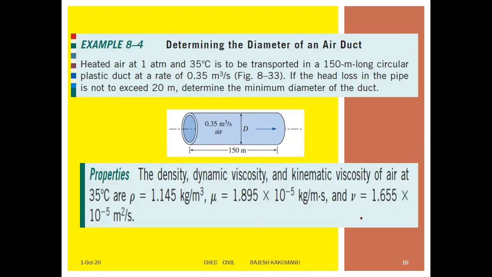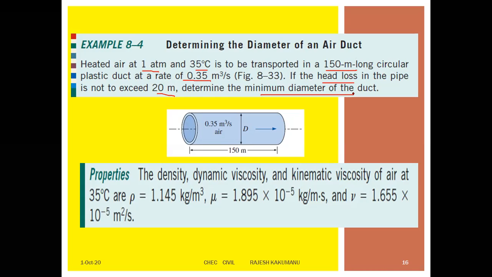So in the next case, we'll find the diameter of the air duct. Okay. So if you see, heated air at 1 atmosphere and 35 degrees is to be transported in a 150 meters long duct at a rate of 0.35 meter cube per second. If the head loss in the pipe is not to exceed 20 meters, determine the minimum diameter of the duct.